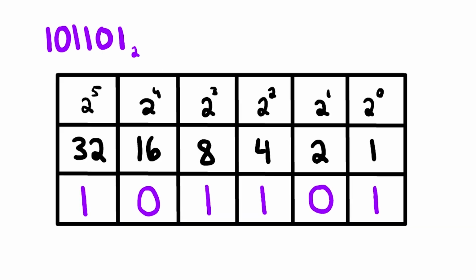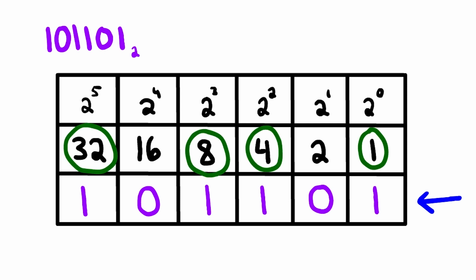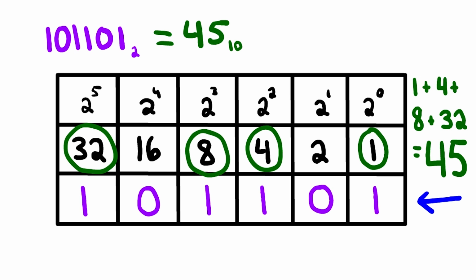Okay, so here's my table setup. I've put my binary number at the bottom, and now all I'm going to do is add up the numbers that have a 1 underneath. So my answer is 45.